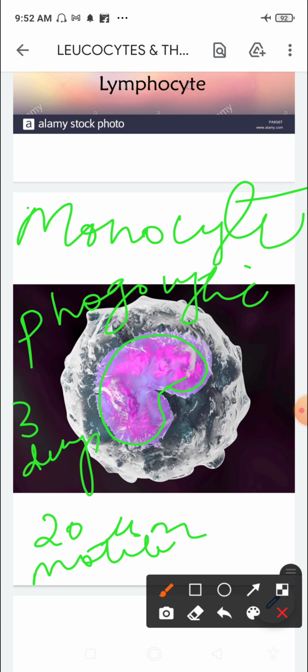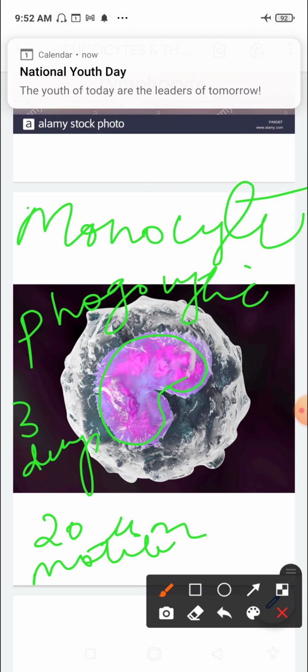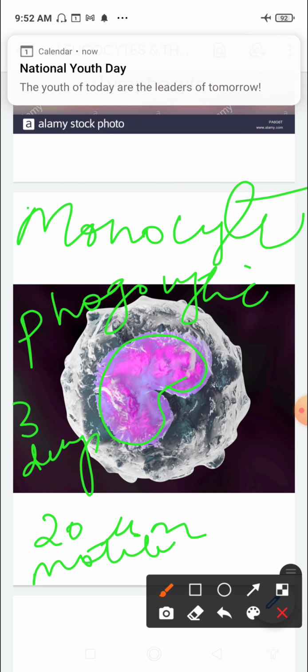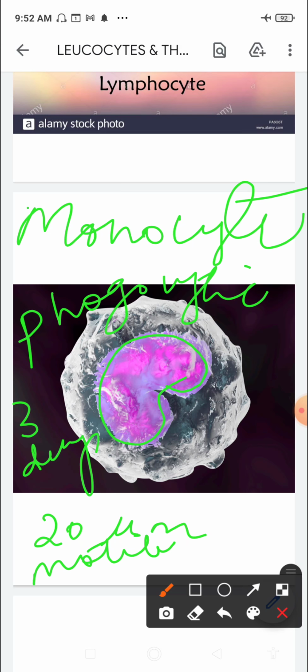And in tissue spaces, monocytes transform, they change into macrophages. In connective tissues they are present as macrophages, which are big cells. In connective tissue they are present as histiocytes, in the brain as microglia, Kupffer cells in the liver, alveolar macrophages in the lungs, and macrophages of lymph nodes. So, that is how they are present.